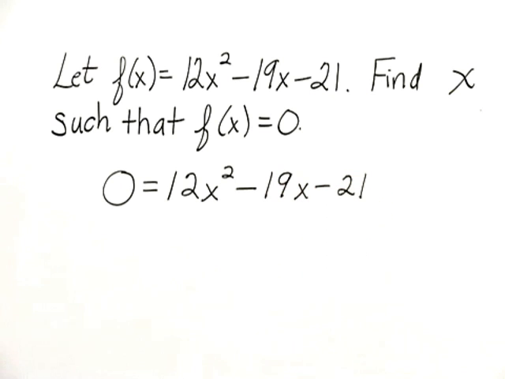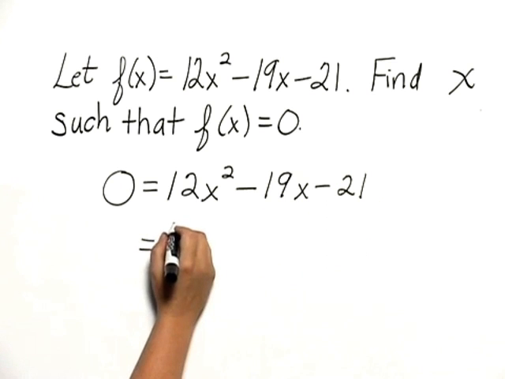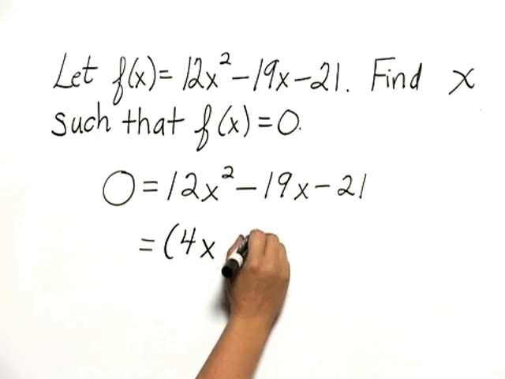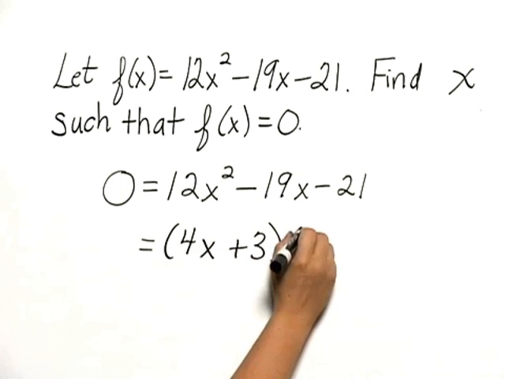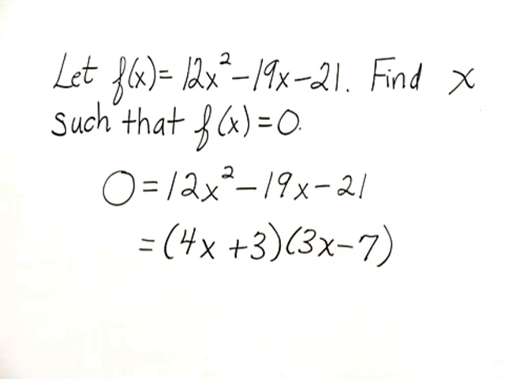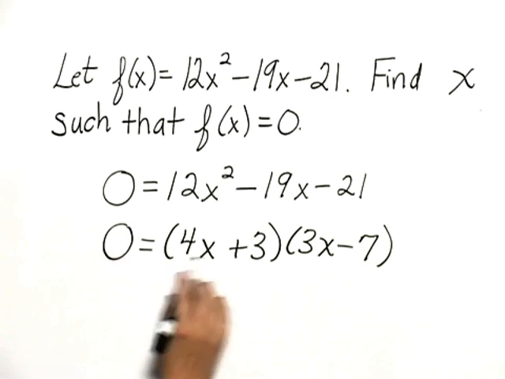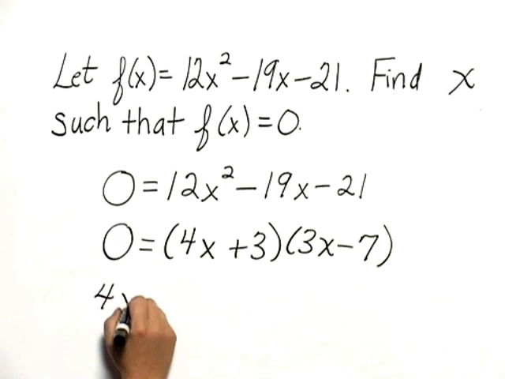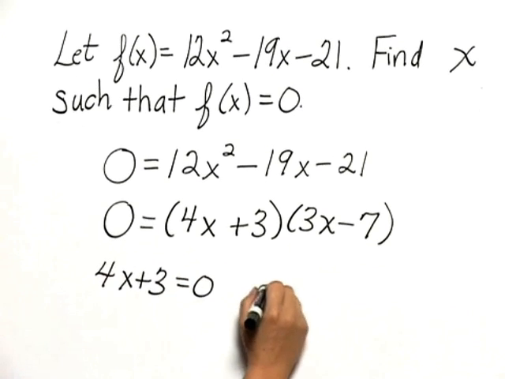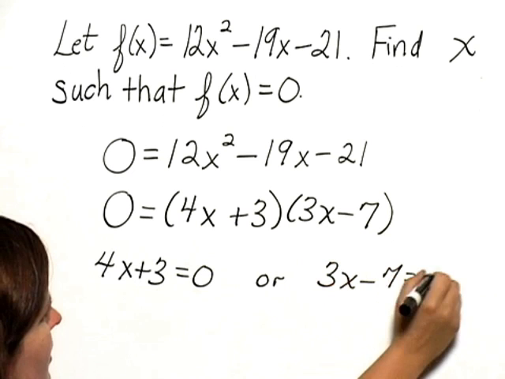Now this does factor, and I'm going to factor it, but if you can't see how to factor it, you can always use the quadratic formula. It factors into 4x plus 3 times 3x minus 7. We can use the principle of zero products since that equals 0 and set 4x plus 3 equal to 0, or we would need to have 3x minus 7 equal to 0.